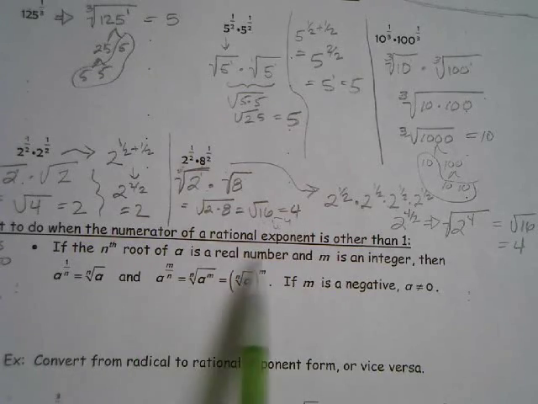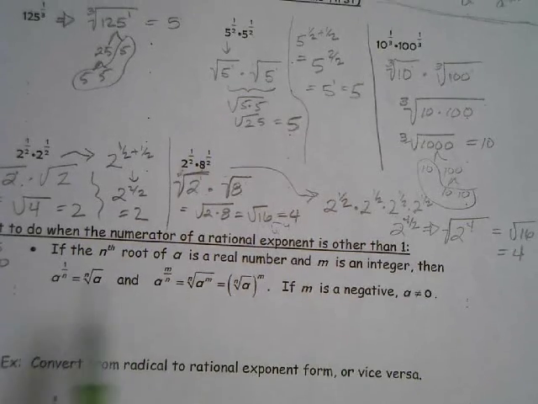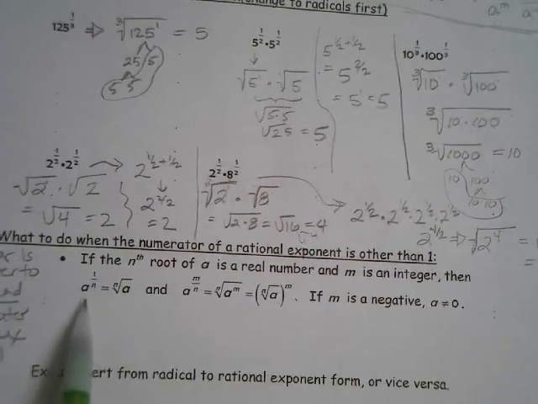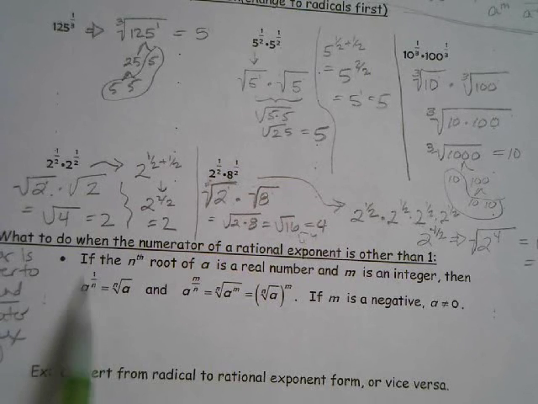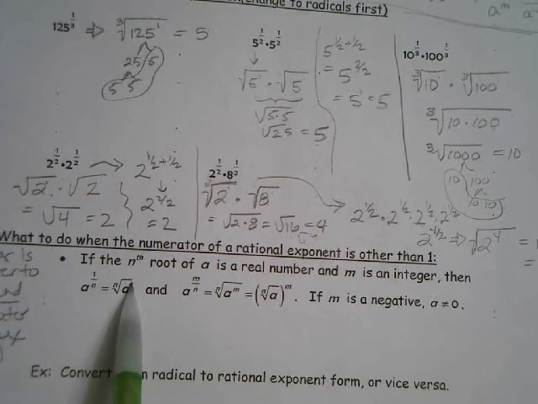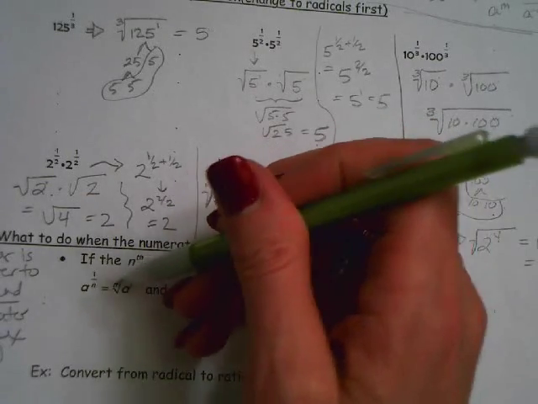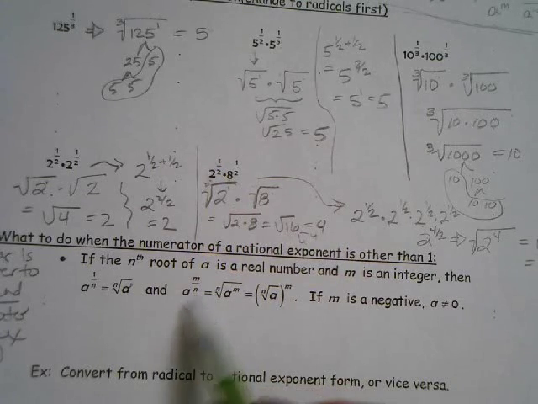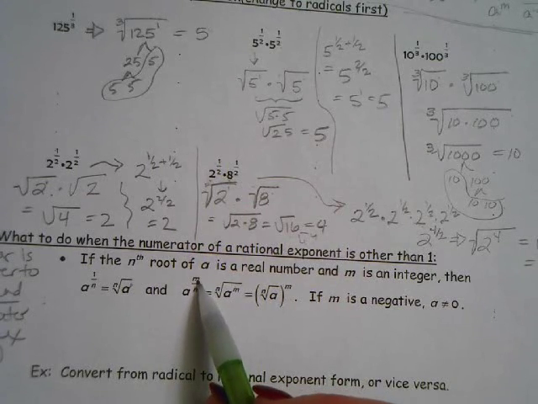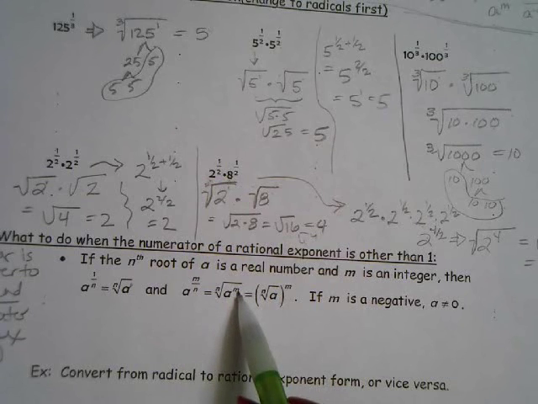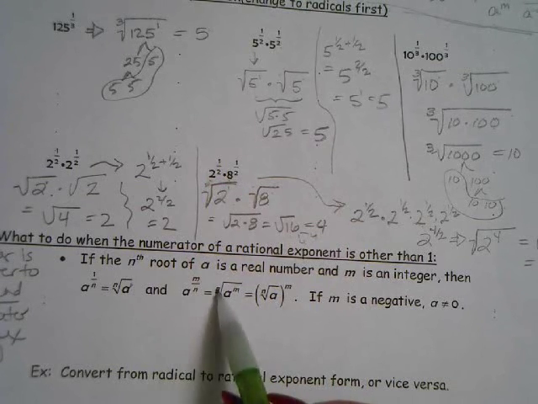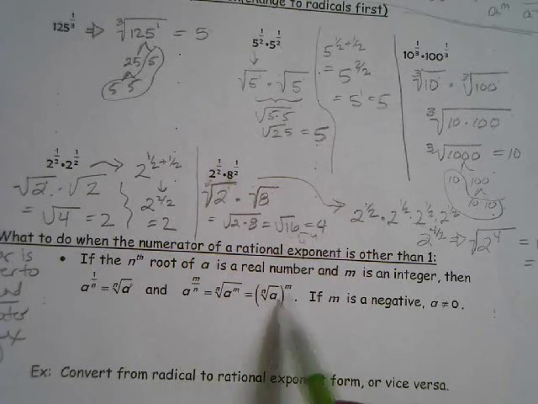So if the nth root is a real number and m is an integer, then you're going to have a to the 1/n, so that's like your fraction exponent, equals, and then your numerator goes above where the radicand is, and then your n is your index. And if it's the opposite way, so let's say you have actually a value of m, then the radicand gets the exponent, the numerator, and then n becomes the index. Okay?